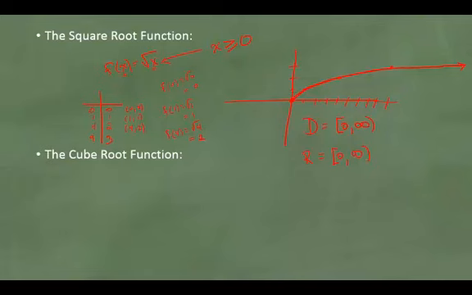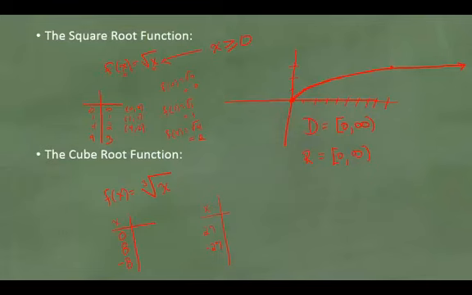The cube root function, this is the function f of x is equal to the cube root of x. What types of numbers can we take the cube root of? We can take the cube root of numbers like 0, we can take the cube root of 8, we can take the cube root of negative 8, we can take the cube root of 27, negative 27. I'm running out of room here. Let's make another table here.